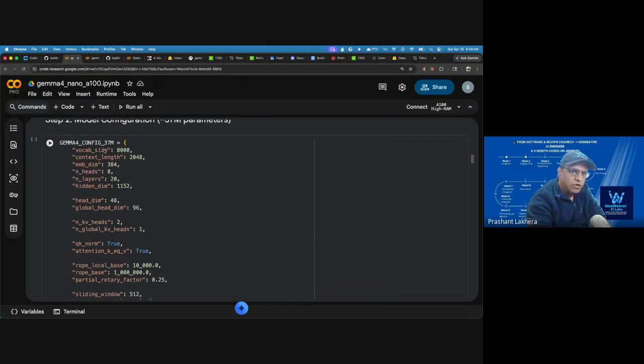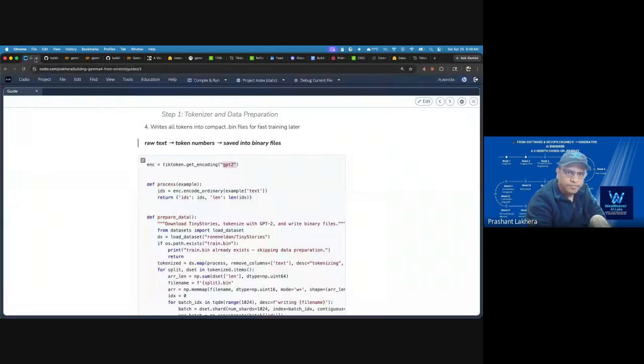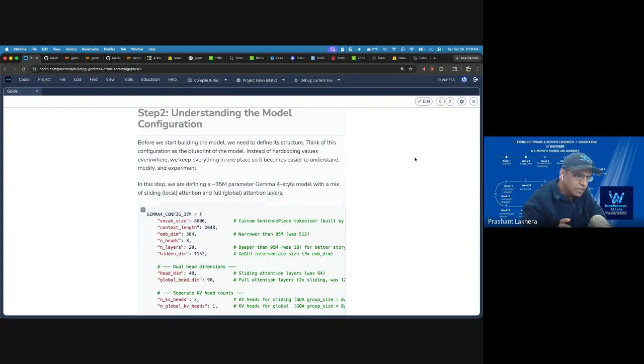Next part is something called model configuration. So let's look at that. This is going to be a long class, so I'm going to give you a 5 minute break after this so that you can stretch your legs and come back fresh. So the next part is the model configuration.